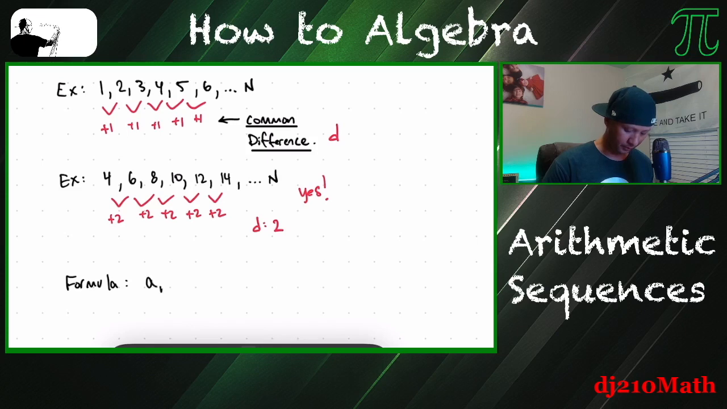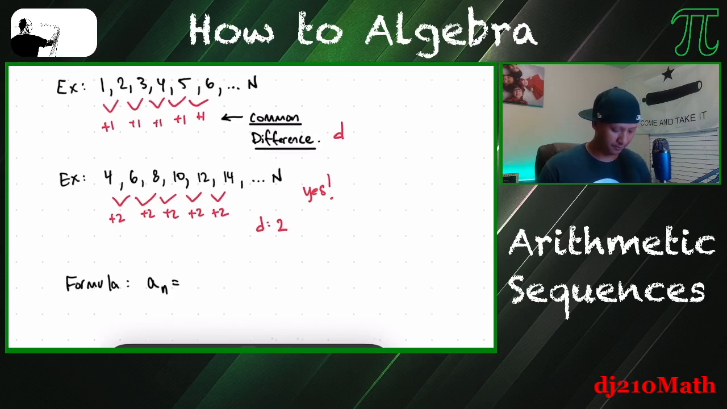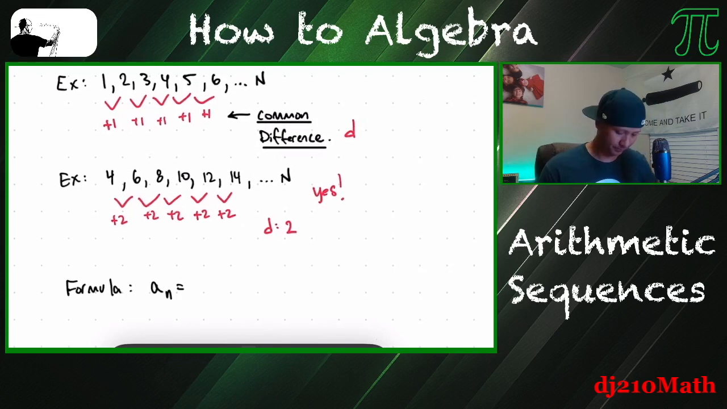So a sub n, any term that you want will always be the previous term plus the common difference. So any term you want can be identified by taking the previous term and then adding the common difference.